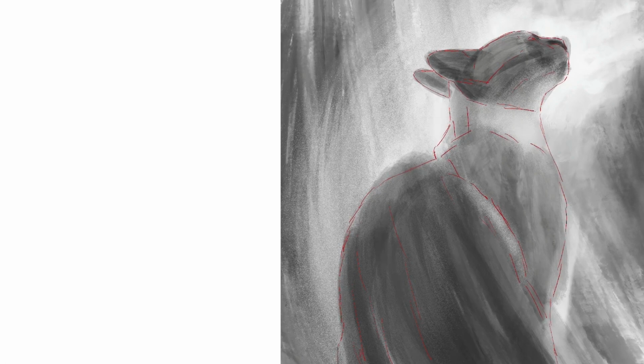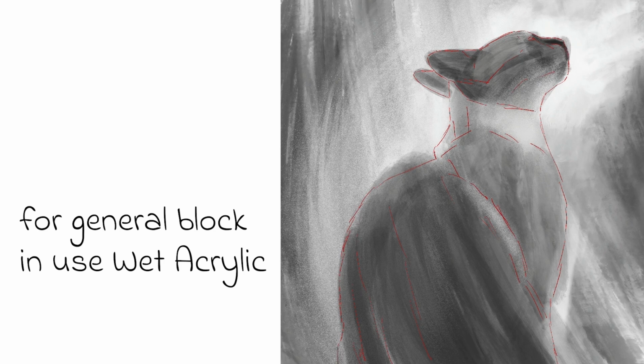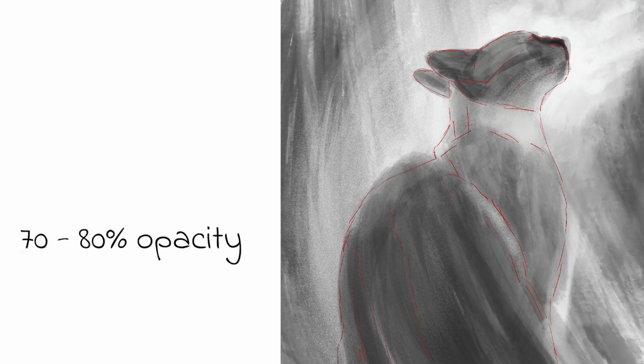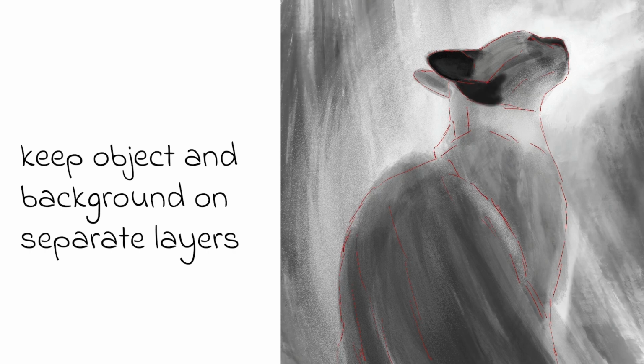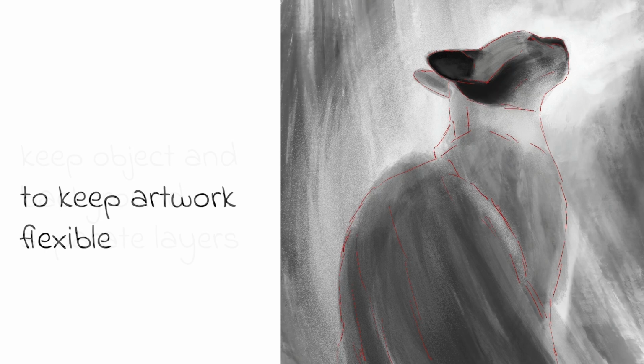I start to block in my cat using the wet acrylic brush on about 70 to 80% opacity. I've started a new layer for my cat. This will allow me to add lighter value in the areas around my cat. I know I want it to be dark against the light, but at this stage I am not sure how light I want to go. Keeping your object and background separate is a good idea as it keeps my artwork flexible.